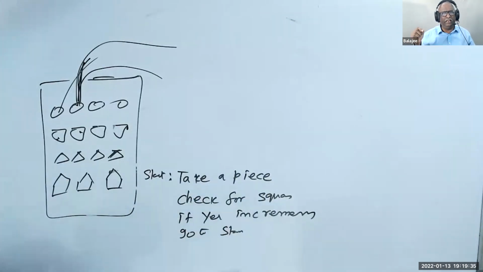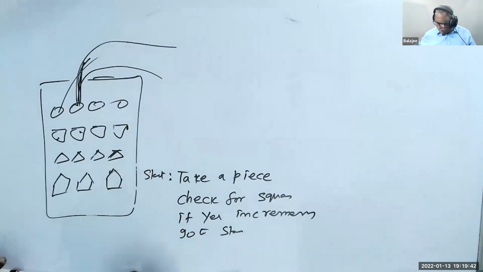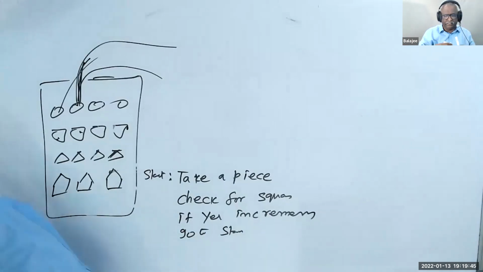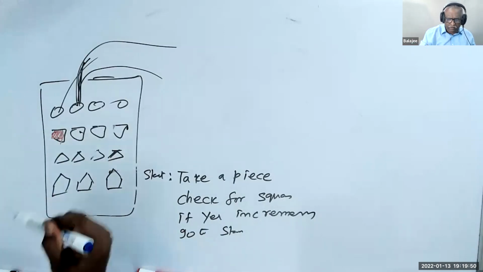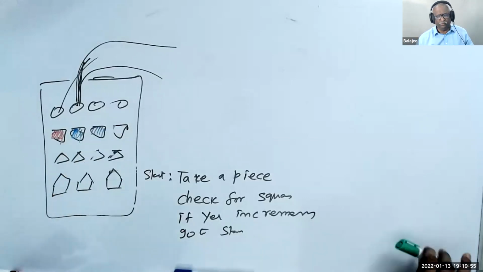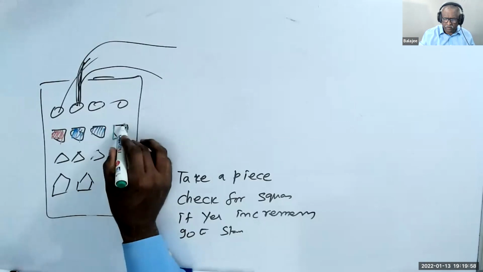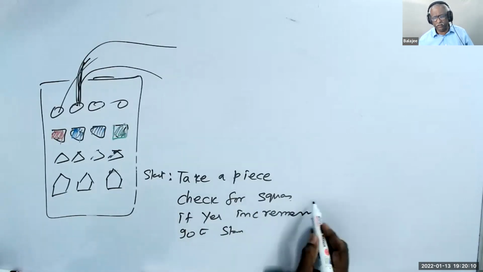Now I say you tell the same school kid, hey, take the square. Some squares are red color. Some squares are blue color. Some squares are green color. Now what happened? You will take a square. Okay. Then you check for square.